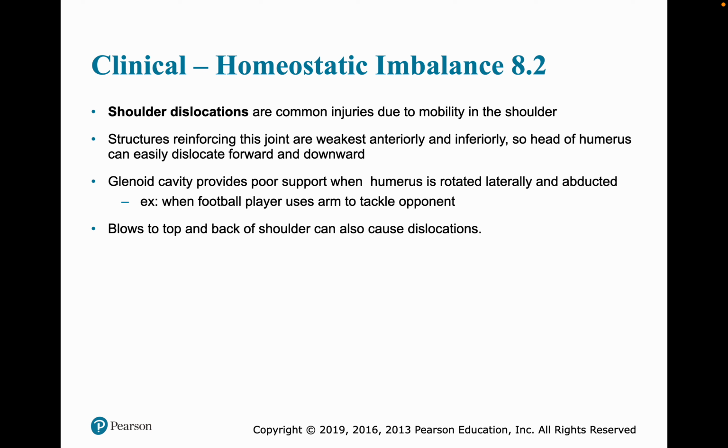Shoulder dislocations are common injuries due to the mobility of the shoulder. Structures reinforcing that joint are the weakest anteriorly and inferiorly, so the head of the humerus can easily be dislocated forward and downward. The glenoid cavity provides poor support when the humerus is rotated laterally and abducted, so when a football player uses his arm to tackle an opponent, and blows to the top and back of the shoulder can also cause dislocations.